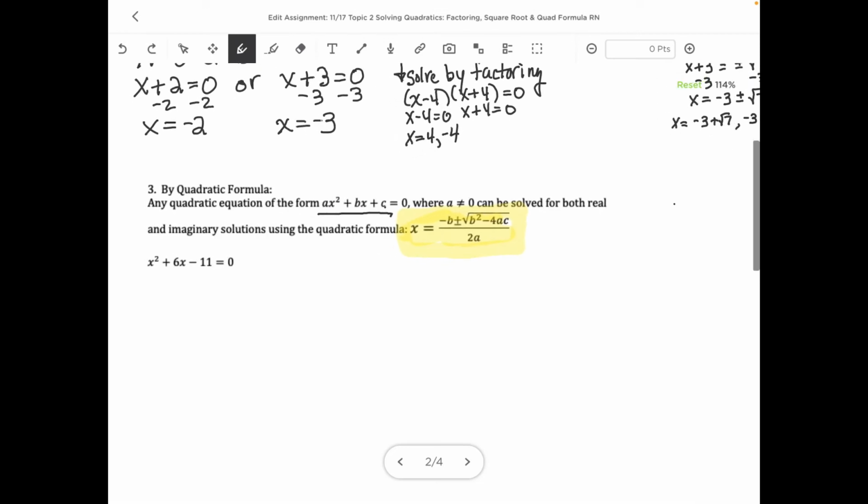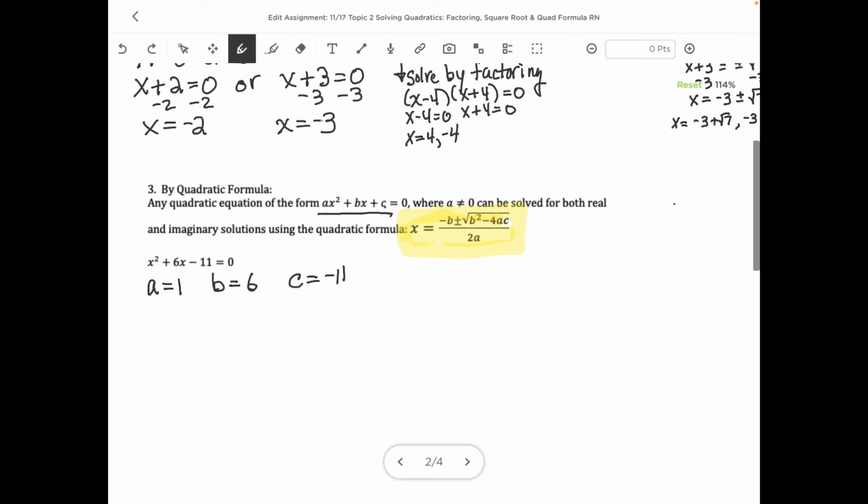All right, so let's do an example. If we end up with a negative under the square root, that is a non-real solution, and we will study that later on in the topic. So in our quadratic equation here, we see that it is already in standard form. It is already equal to 0. And so we can go ahead and establish what A, B, and C are. So A is the number 1, B is the number 6, and C is negative 11.